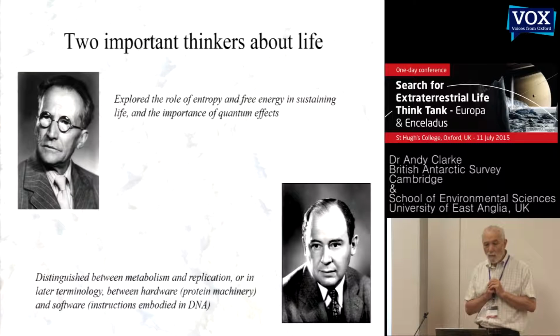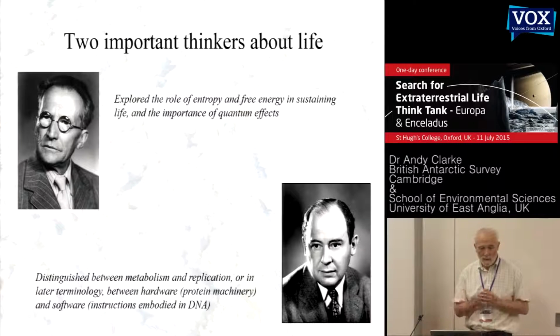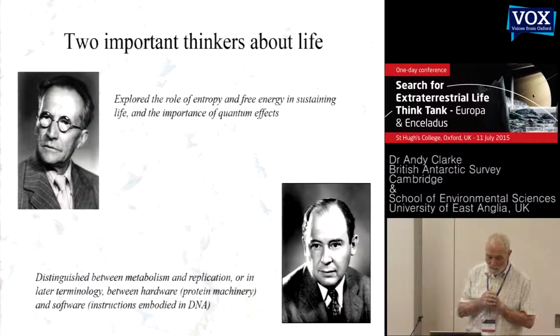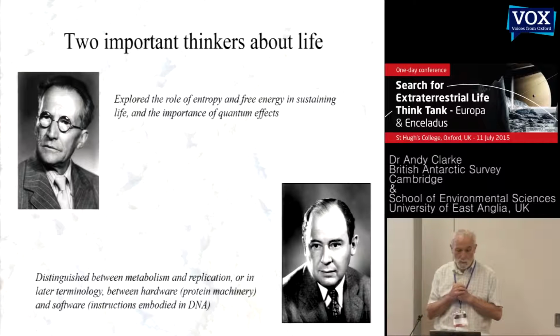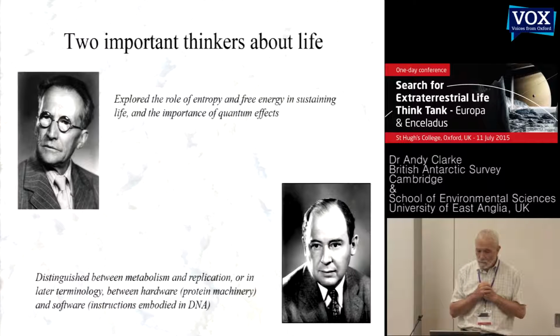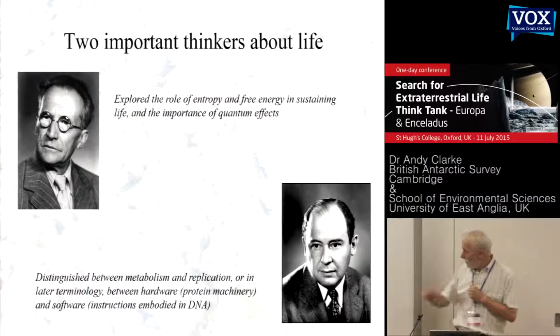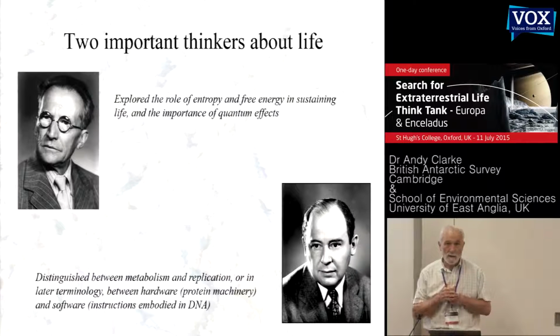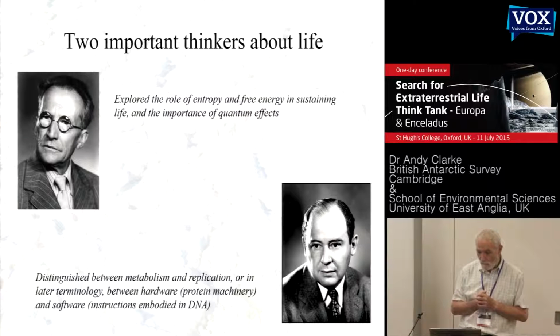Now, there are two important people that are always reflected when anyone makes a philosophical or practical discussion about the origin or definition of life. These two names come up every time, and I think rightly so. One is Schrödinger, who wrote a classic little book called What is Life, in which he got many things right and a few things wrong. The things he got wrong were put right by von Neumann, who is one of the founders of computing and computer theory. I'm not going to go into those.